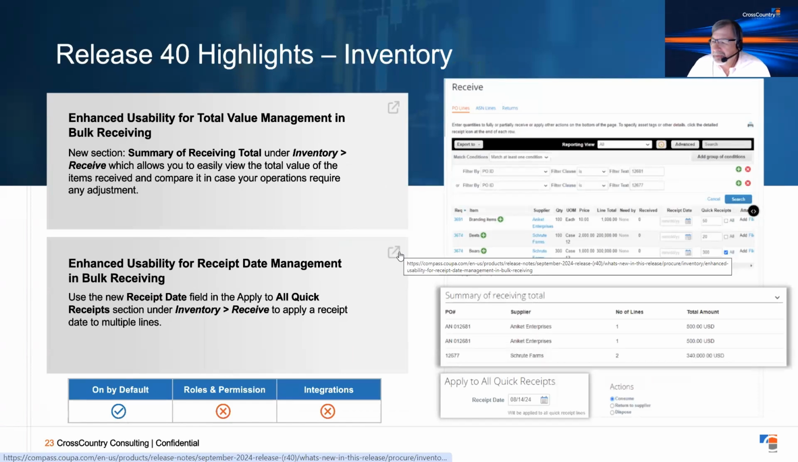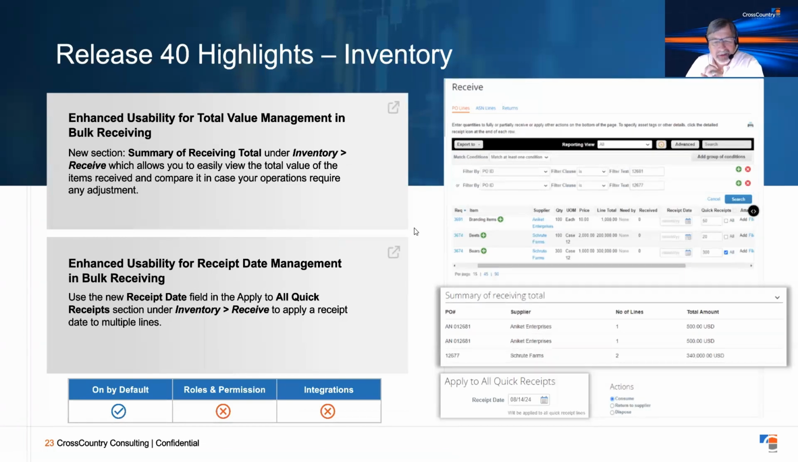All right, we've got some usability enhancements. And so the first one, there's a new section, and basically you have to scroll down. So if you go to the inventory tab, receive subtab, and then scroll down below the table, you will see a new section called Summary of Receiving Total. And it allows you to easily view the total value of the items received and compare it in case your operations require an adjustment.